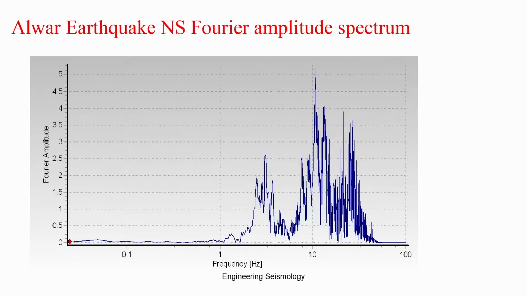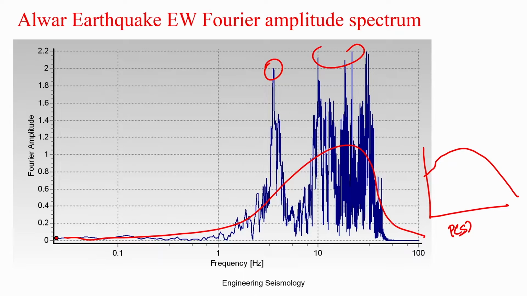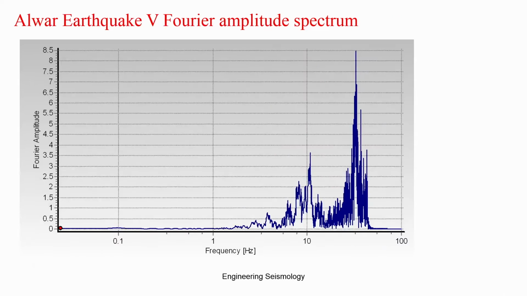Similarly, this is the north-south component of the Fourier amplitude spectrum of the same earthquake. Here also you can observe a similar trend, but the amplitudes differ. Here the Fourier amplitude is 2.5 and the highest is 5, whereas in the previous one 2.2 was the highest and 2 was the lowest. So you can clearly see how the scale is different. This is the vertical component, and a similar kind of shape can also be seen here. This is how you get it.